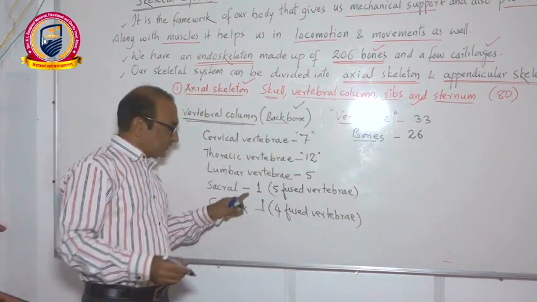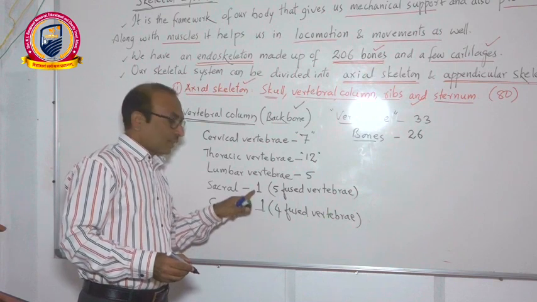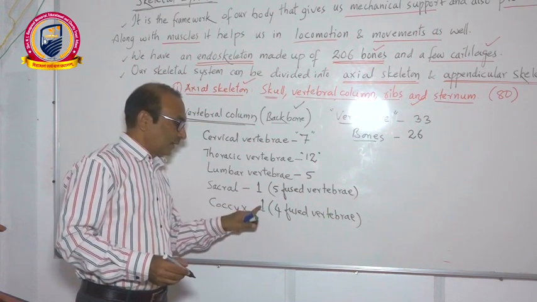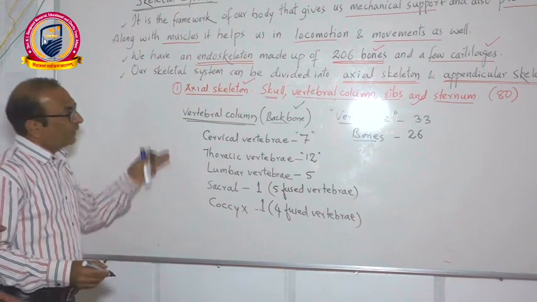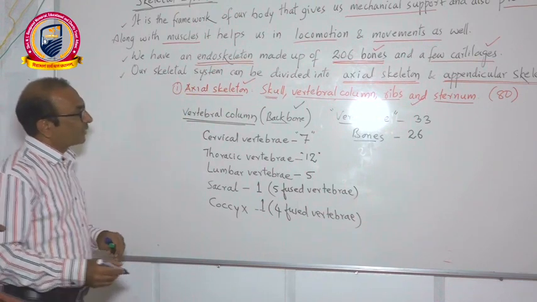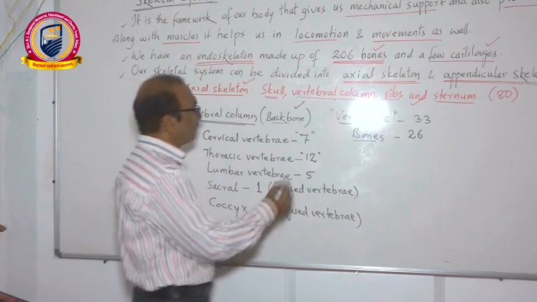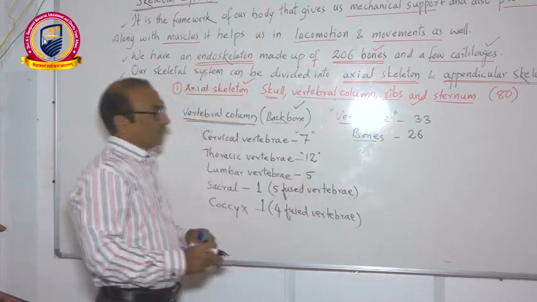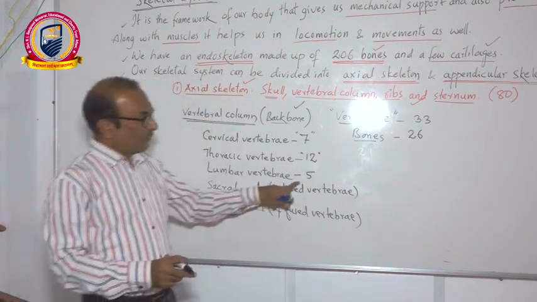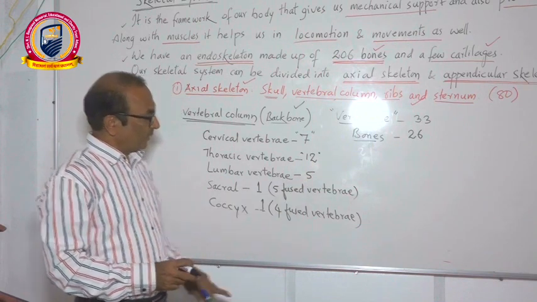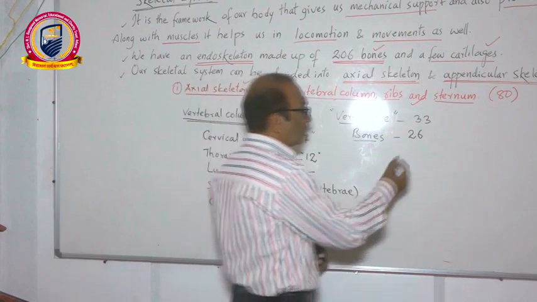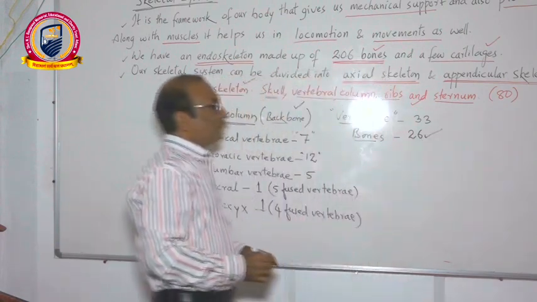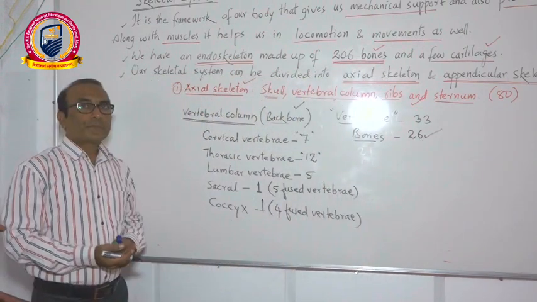So we count these as one only because they are fused as one piece. This is also one piece. So let's count how many total bones are there in the vertebral column. 7 plus 12 plus 5, 24, 25, 26. So we have got 26 bones. But actual vertebrae are 33.